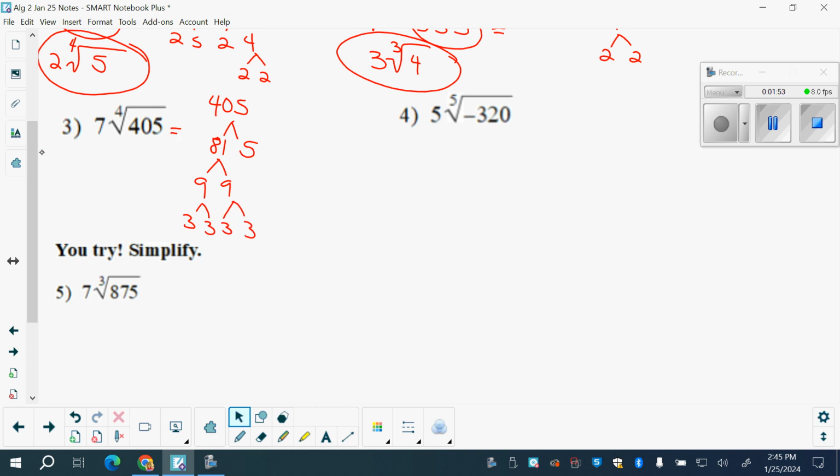So this would be the same thing as 7 times the 4th root of 1, 2, 3, 4 3s. And then a 5. So we are looking for groups of 4. Do we have any groups of 4? Yeah, we've got 4 3s. So this 3 comes on the outside. What do we do with the 7 and the 3? Multiply. 7 times 3 times the 4th root of 5, or 21 times the 4th root of 5. Your answer.